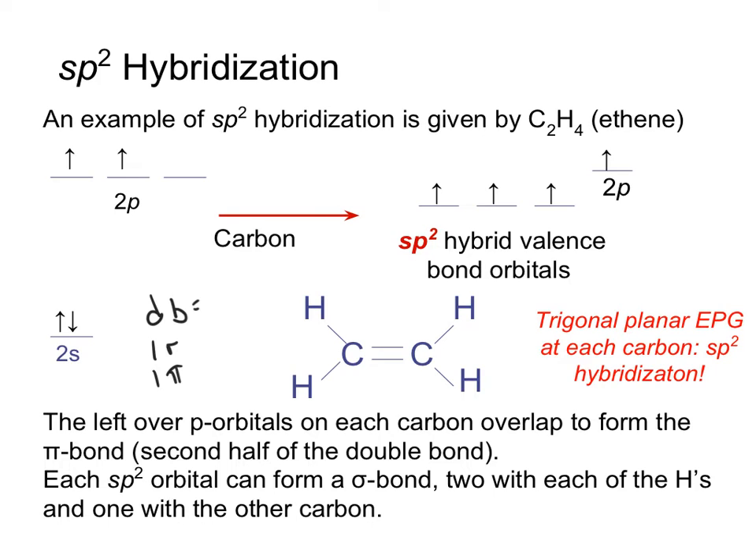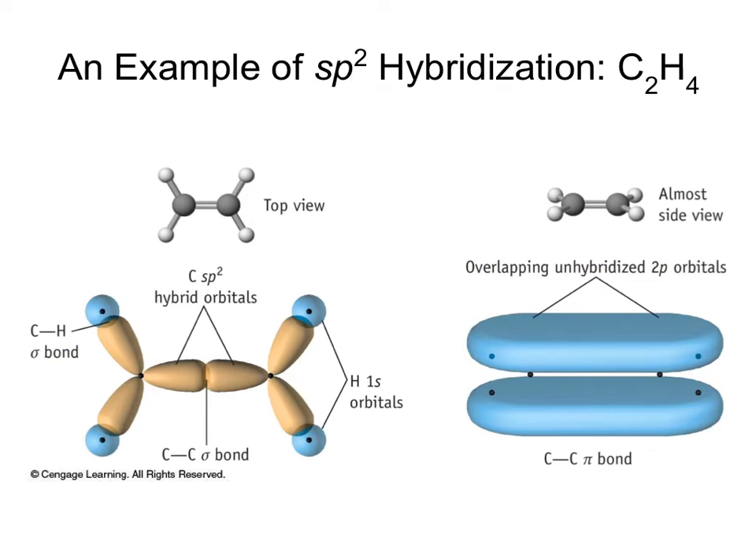And so since we need only 3 sigma bonds, our carbon is going to sp2 hybridize to form 3 sigma bonds, and is now going to have a leftover unhybridized p orbital, which will be capable of then forming our pi bond, which is the second half of our double bond. And so we can see that illustrated here.